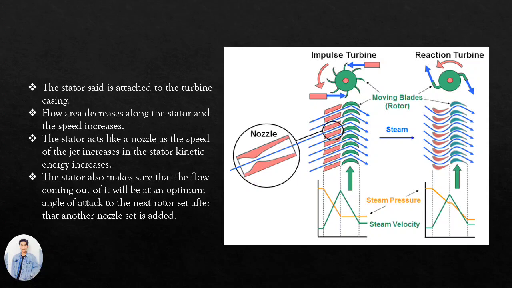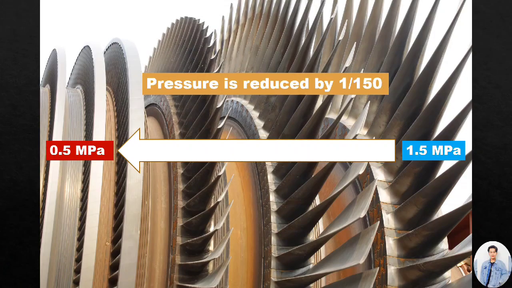In the stator, as there is no energy transfer in the fluid, the pressure and temperature of the jet should decrease to keep the total energy constant. Now, the next row of rotor follows the stator. Also make sure that the fluid coming out of the stator will be at an optimum angle of attack to the rotor set. After that, another nozzle set follows, and many such sets are used in a steam turbine.